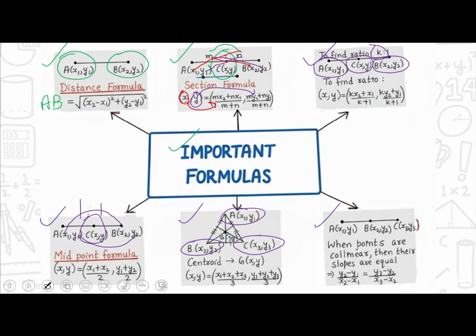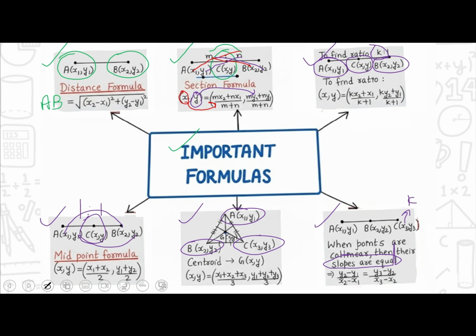Move to the last formula. Whenever it's given that 3 points are collinear, that means they lie on the same line, and you have to find the value of any variable. Suppose they didn't give you x3, here it's written k, and you have to find the value of k, then you can use this concept that slopes are equal. Slopes are equal. What is slope?